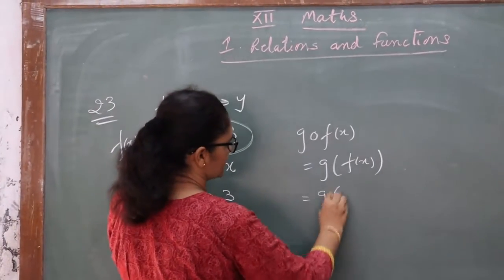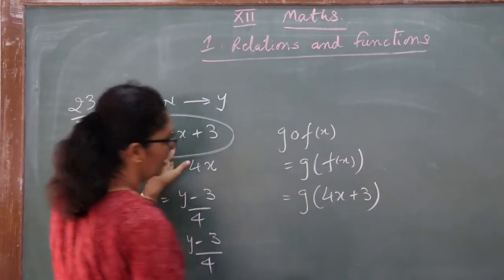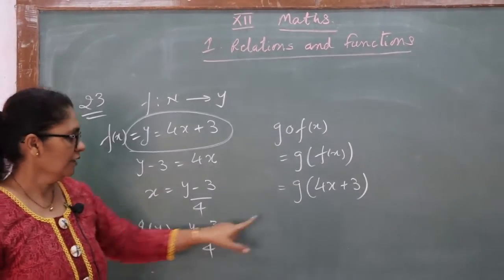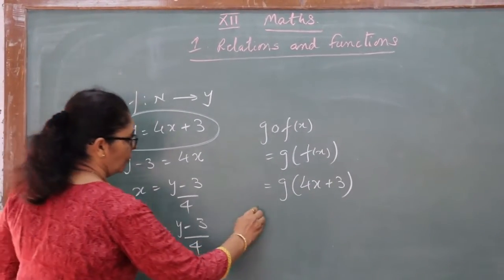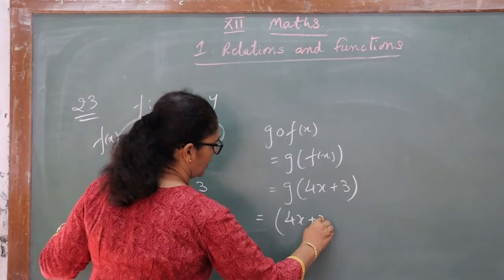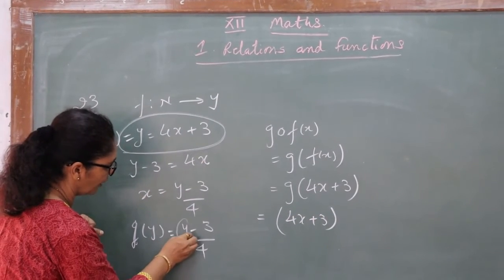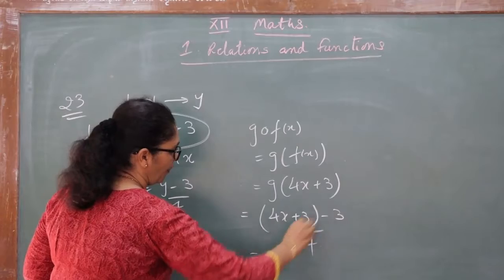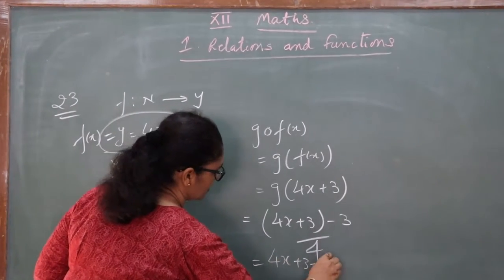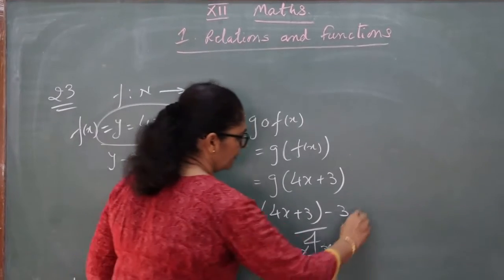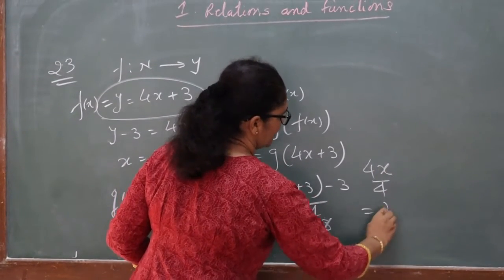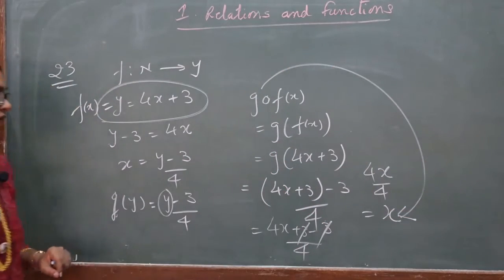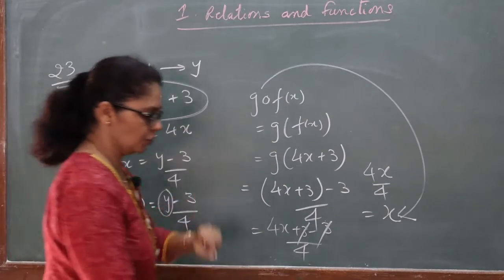So in place of f of x, we can write 4x plus 3. Now remember, this is your y for g of y, and in place of y, we have to write 4x plus 3. Okay, so let's start: 4x plus 3. Now we have written it for this y. So what is the remaining part? Minus 3 by 4, that is as it is. Now open this bracket: 4x plus 3 minus 3 by 4. What is the meaning of it? 4x by 4, and it is x. So what have we proved? g over f is identity. In a similar way we can prove f over g is also identity.